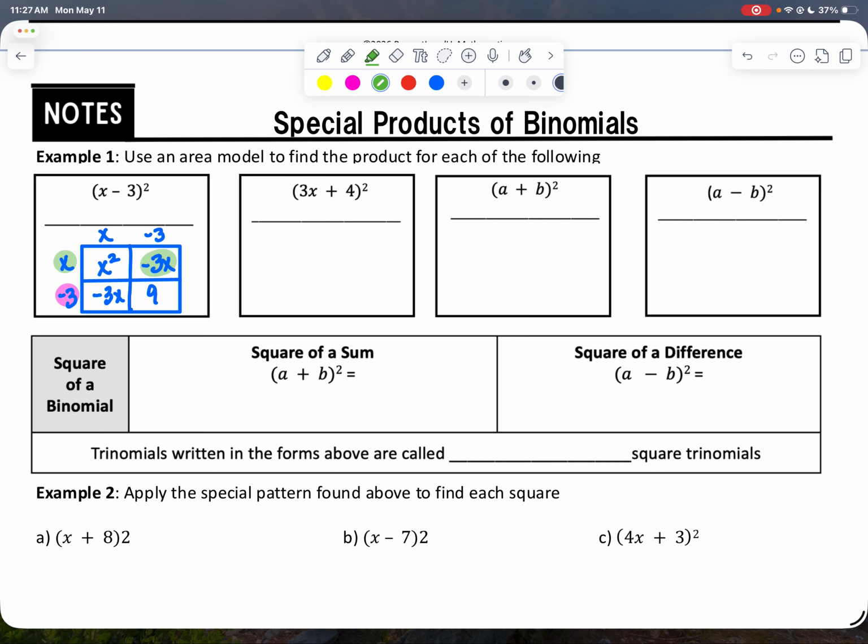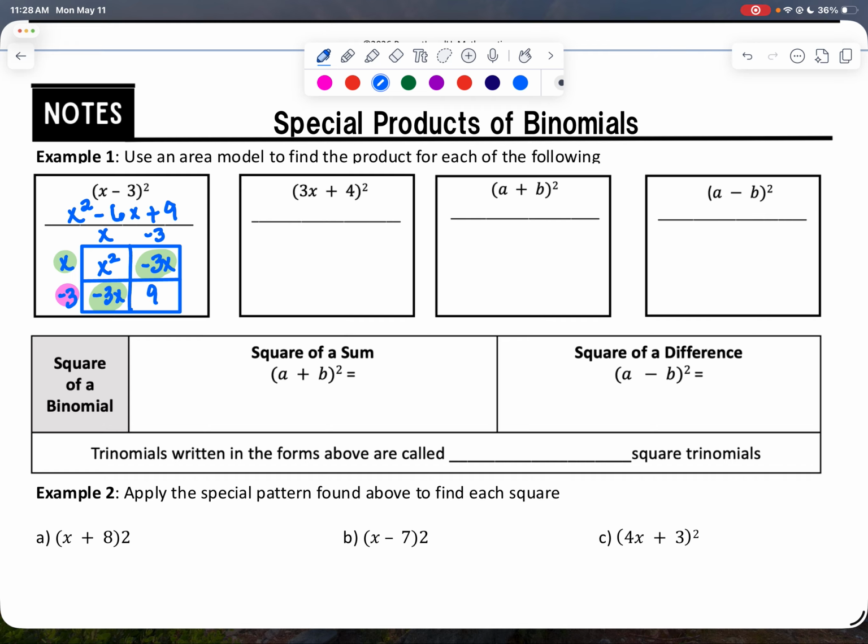Then you want to look in your area model to see if you have any like terms that can be combined. So our final product here is x squared. Negative 3x plus negative 3x is negative 6x, and plus 9. So x minus 3 quantity squared became x squared minus 6x plus 9.